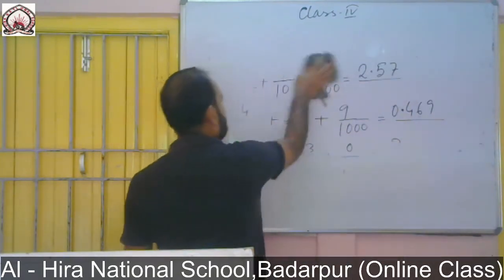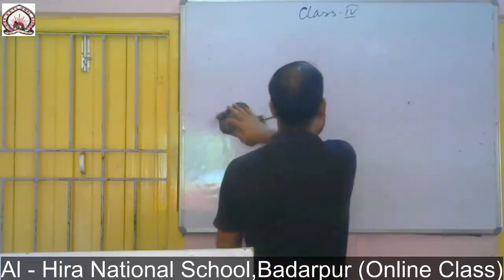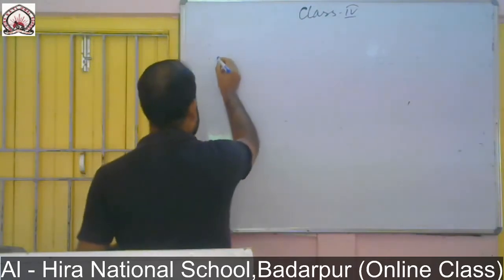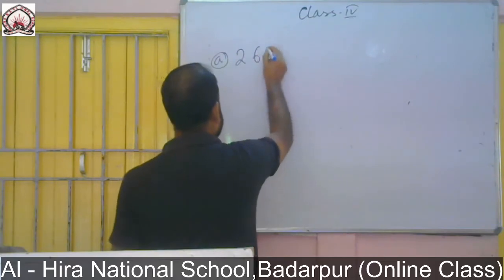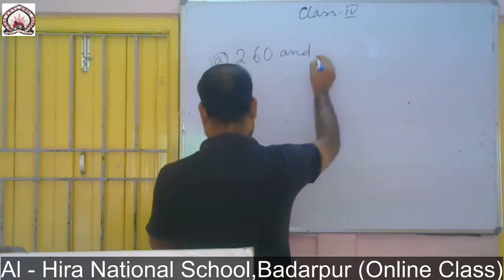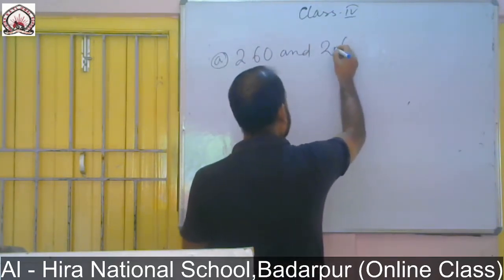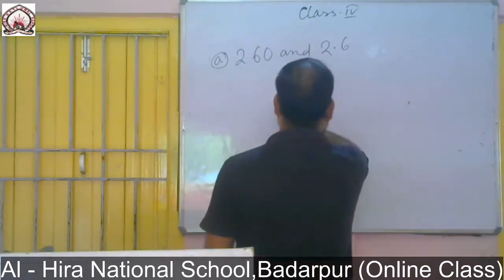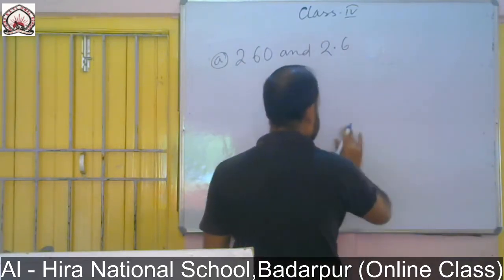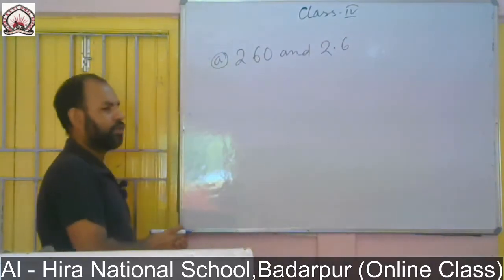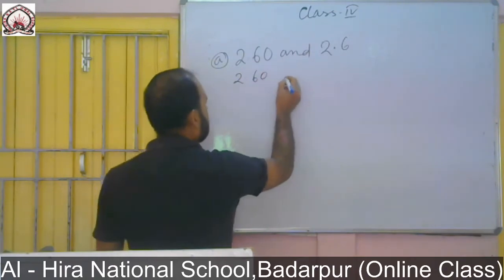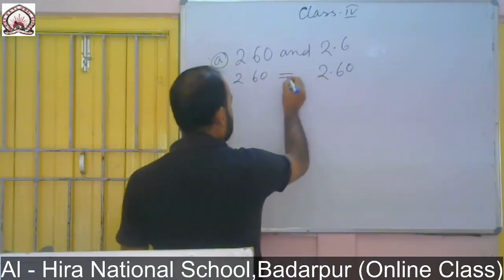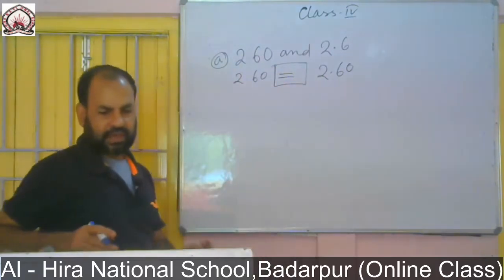Next, question number 18. Compare the decimals. Question number A, 2.60 and 2.6. Compare means we write which one is largest and which one is smallest. So see here, 2.60 and 2.6. In decimals, first we make them like decimals, so we can easily compare. So if we make this one also a like decimal, it is 2.60. So 2.60 and 2.60, both decimals are the same.